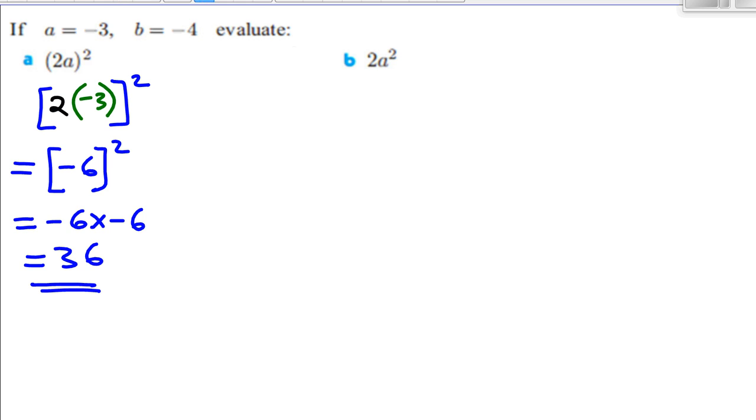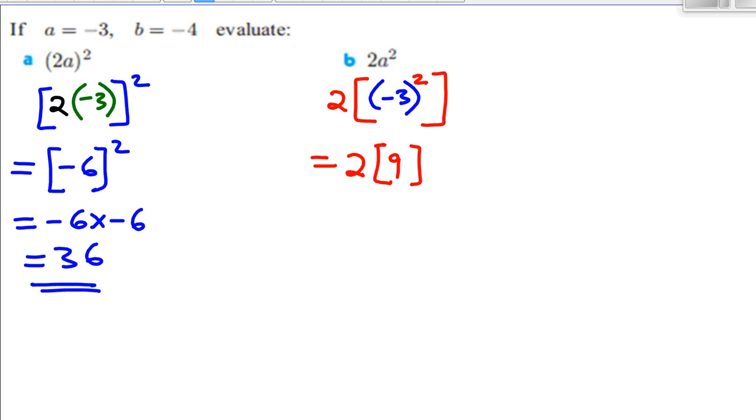In the next one, I'll do the same thing. So 2, but now I'll use these brackets here. A is negative 3 again. So bracket -3, and then I'm going to square that before I close my bracket. What that will give me is 2. Now -3 squared, that means -3 multiplied by -3, that will be +9. Now what this means is 2 multiplied by 9, which will be 18.